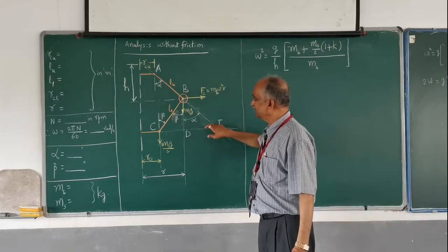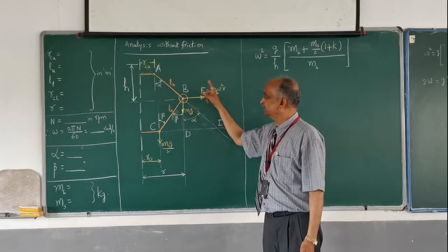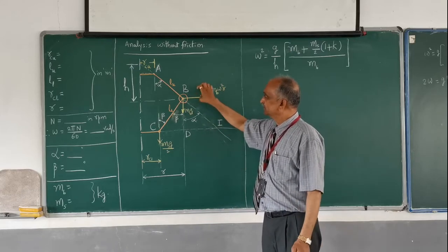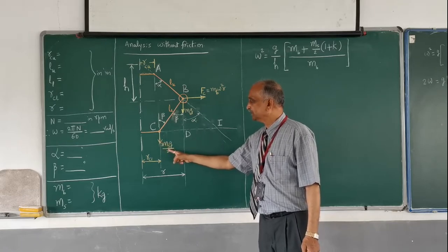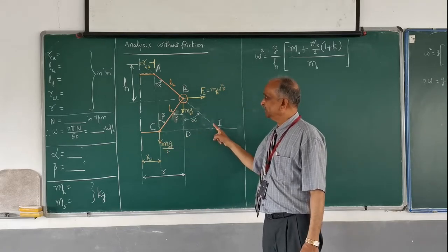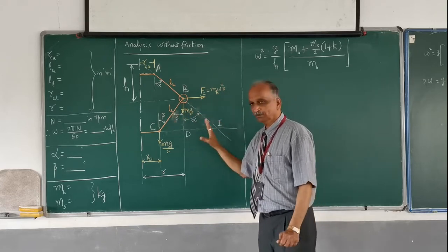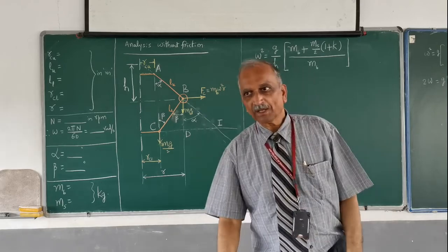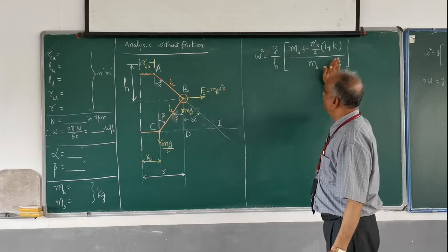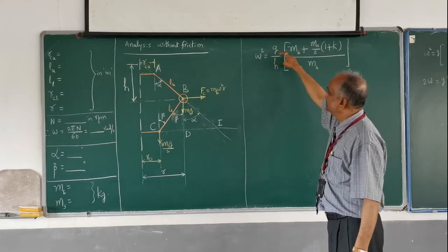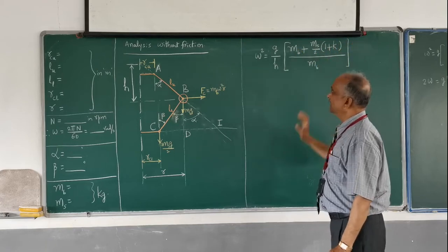So for doing that, I have made a few small constructions here, and I take moment about point I: Fc multiplied by BD is equal to Ms into g divided by 2 multiplied by CI plus Mv into g multiplied by DI. This is what I write down. This is the moment equation, and I further simplify it, and this is the equation which I have shown you in the last class. Omega square is equal to g upon h, which is equal to (Mv plus Ms by 2) into (1 plus k) upon Mv.